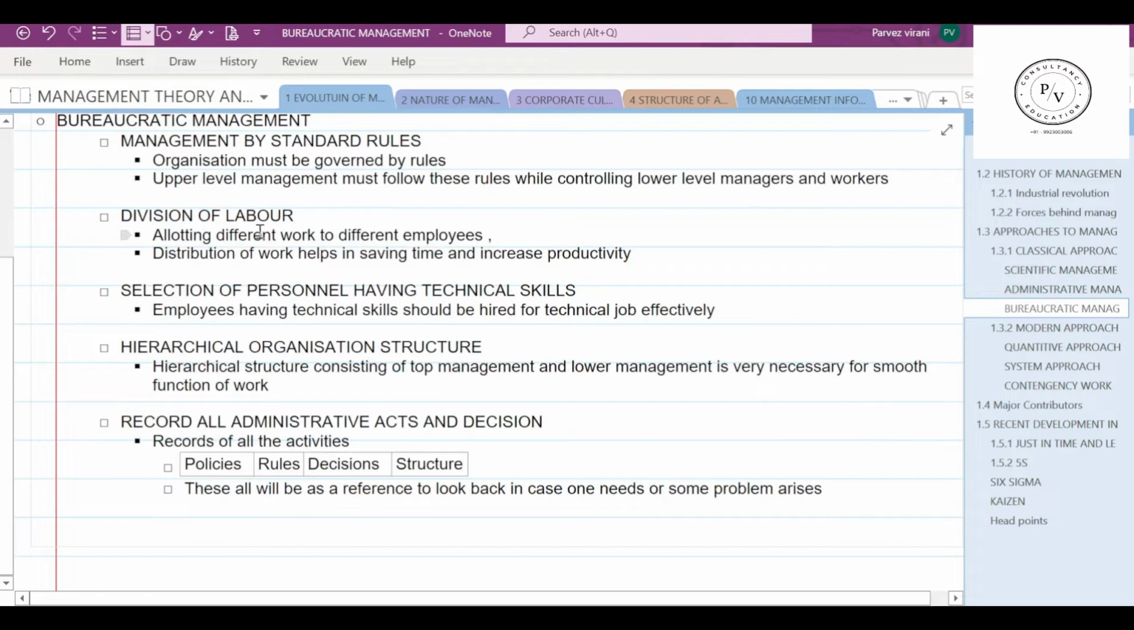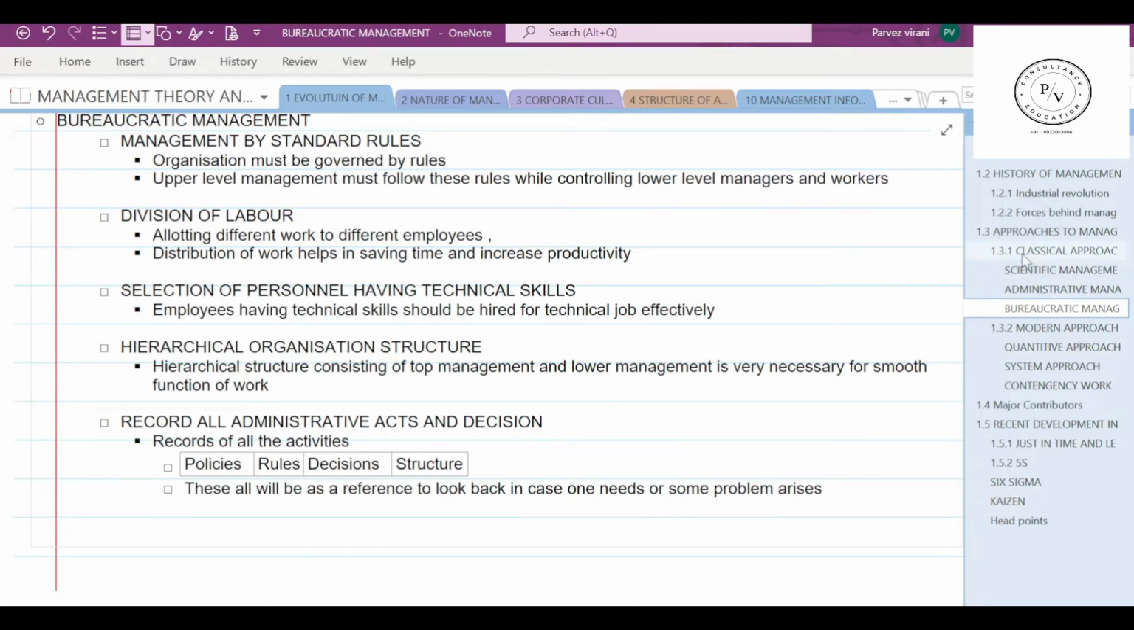Division of work or division of labor, allotting different work to different employees. Distribution of work at the same time increases the productivity. Selection of personnel having technical skills. Employees having technical skills should be hired for the technical job effectively. Hierarchical organization structure. Hierarchical structure consisting of the top management and the lower management is very necessary for the smooth function of work. Record all administrative acts and decisions. Record all activities, policies, rules, decisions, structure. This all will be a reference to look back in case some problem arises.